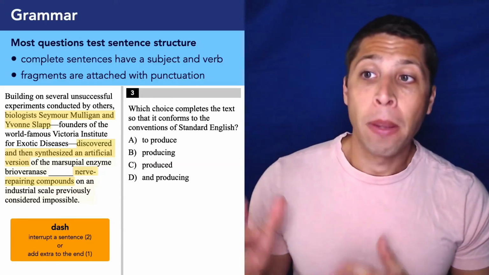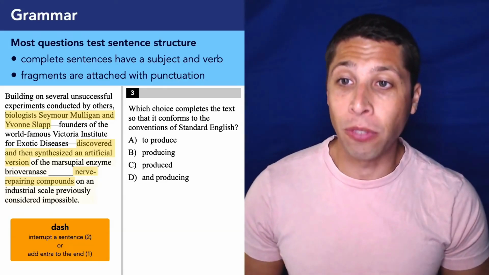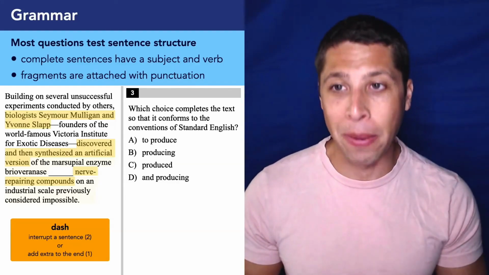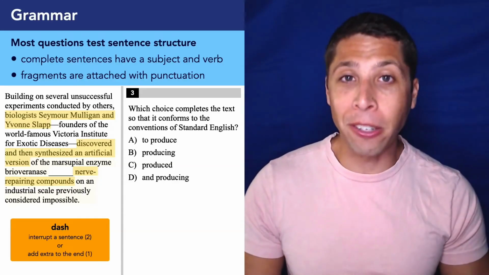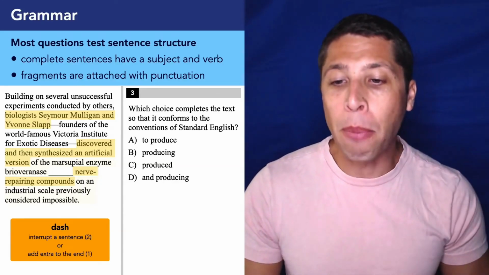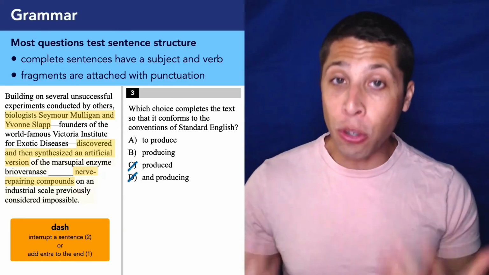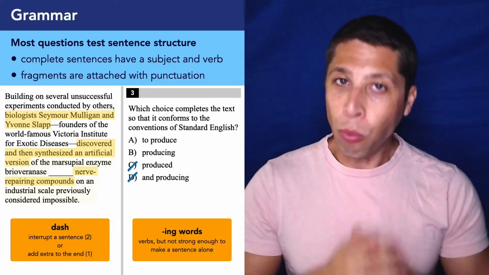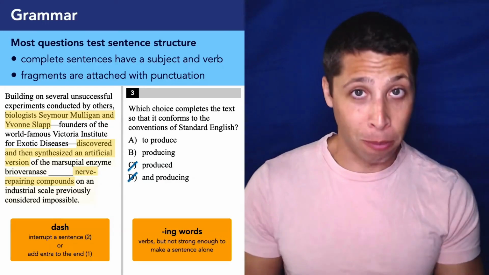So does B. Biologists Seymour Mulligan and Yvonne Slapp discovered and then synthesized an artificial version producing nerve-repairing compounds. That also sounds fine to me, but if we did C and D, they would not work. I'm not going to read them. I think you can do that on your own, but both C and D would sound weird if we put them in there. But both A and B I do think sound okay, and this is where verb tense gets tricky. The real issue is that choice B has an -ing verb, okay?